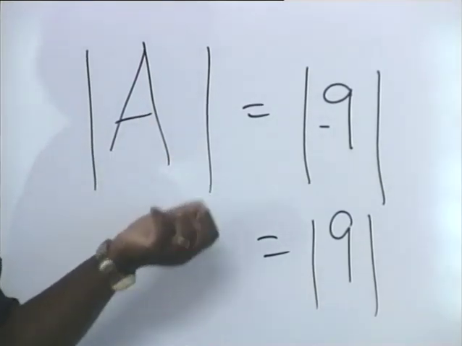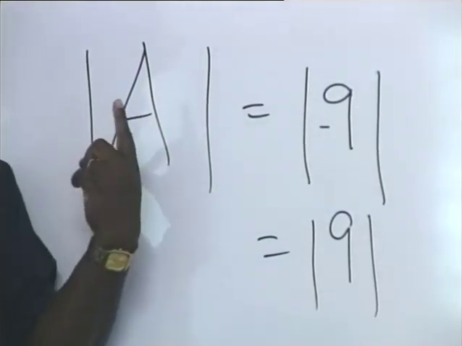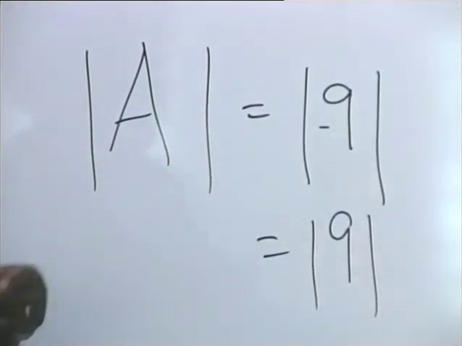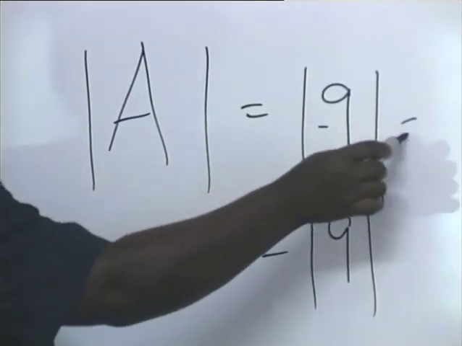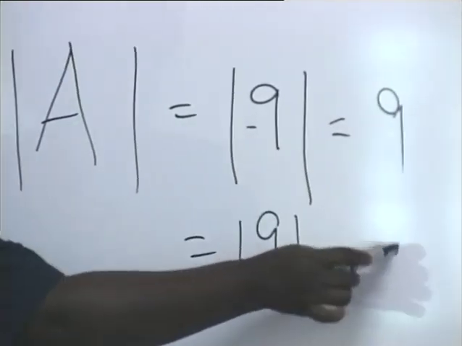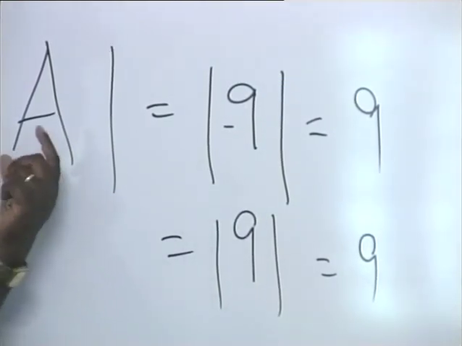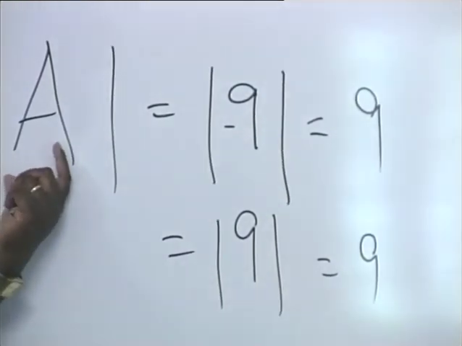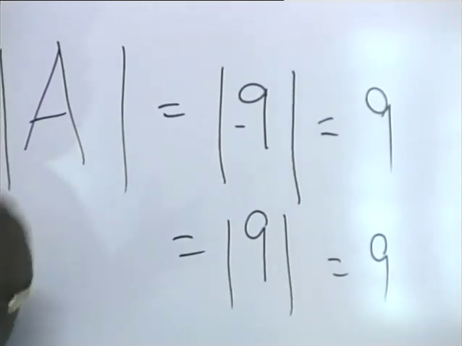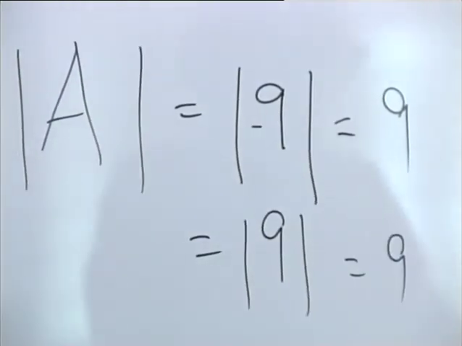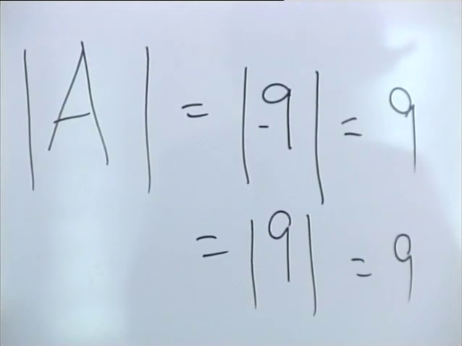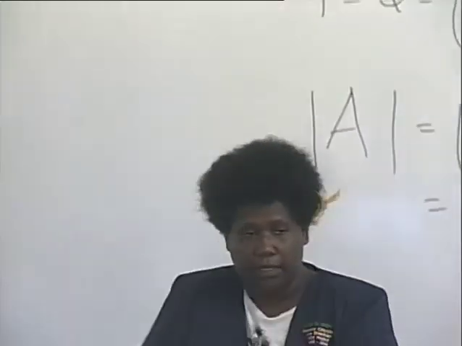So if you evaluate and find the value for A is -9, then you just say the answer will be 9. It's always a positive number. It can never be negative. An absolute value of a negative number is always the positive number. Is that clear? Okay, so that's what it means there.